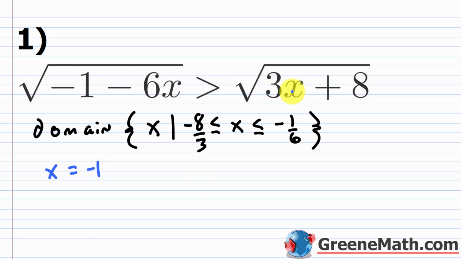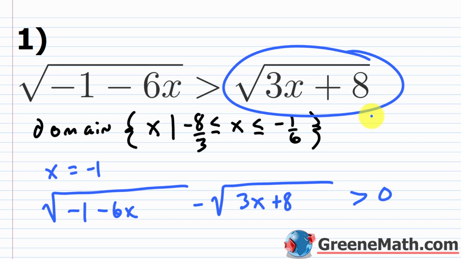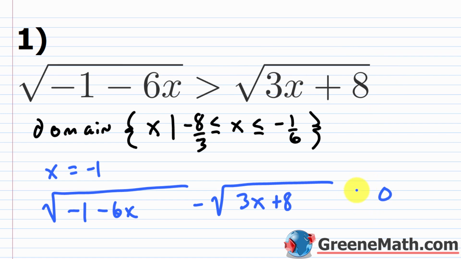And I'm going to write this in a different way, just so it's more clear what's going on. Let's say we had the square root of -1 minus 6x. I'm going to subtract this guy right here away from each side. So then minus the square root of 3x plus 8. And of course, this would now be greater than 0 in the inequality form, or you could say it's equal to 0 if we're working with the equation. And I'll swap this back in a moment.